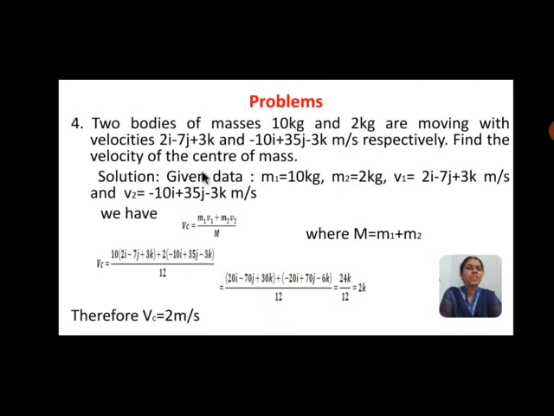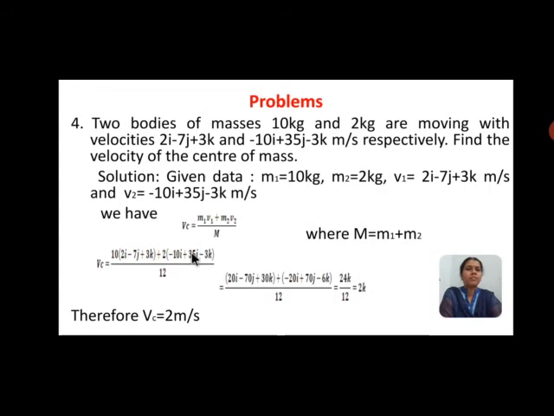So first we will write down the data here. What are the data? m1 is given 10 kg, m2 is 2 kg and the velocity is given. This is the velocity v1, and this one is the velocity v2. So to calculate the velocity of the center of mass, we know that vc is nothing but m1 into v1 plus m2 into v2 divided by the capital M here. So again substitute the value of m1 and v1 here, and similarly m2 is 2 kg into v2 substitute here, divided by again M. M is nothing but m1 plus m2. Combining these two, 10 plus 2 it becomes 12.